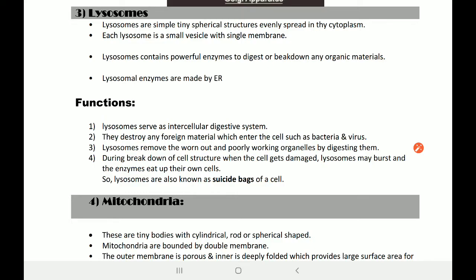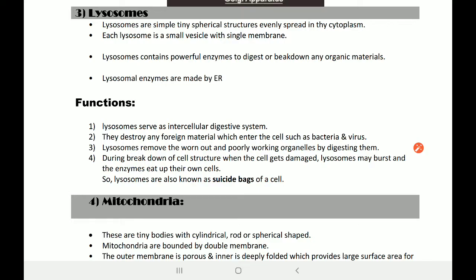Okay, you must have watched the video. So after reading all these things, you can go back to the first video and watch it properly, so you can understand very clearly that all these have their own function and how they actually work. So again I repeat, let's read it. Lysosomes are simple tiny spherical structures evenly spread in the cytoplasm. Each lysosome is a small vesicle with a single membrane. Vesicle in the sense of a bag. Lysosomes contain powerful enzymes to digest and break down organic material. That's what I said just now.